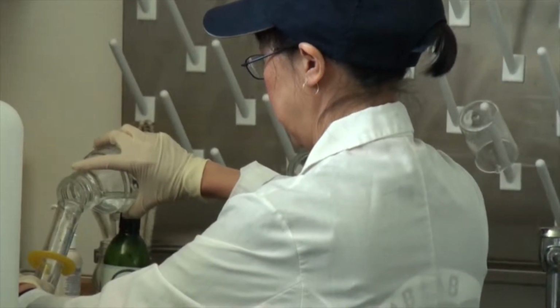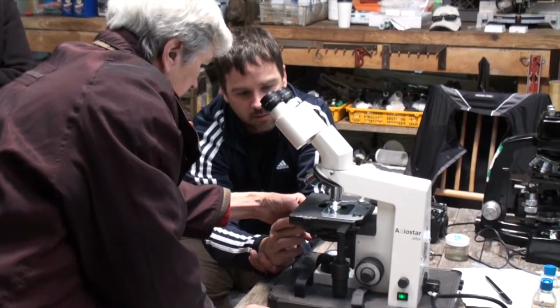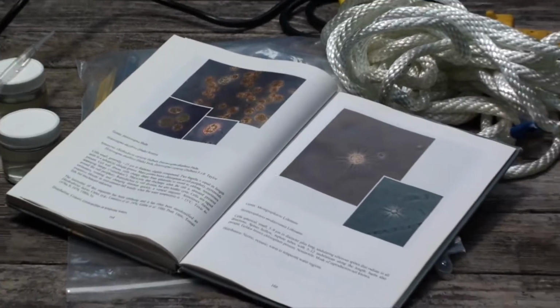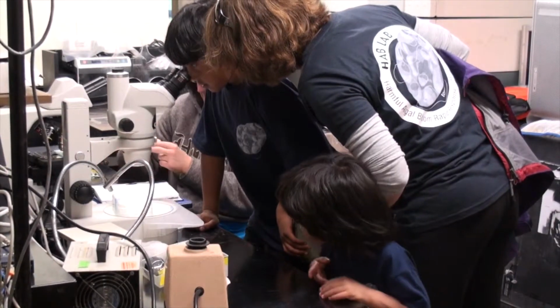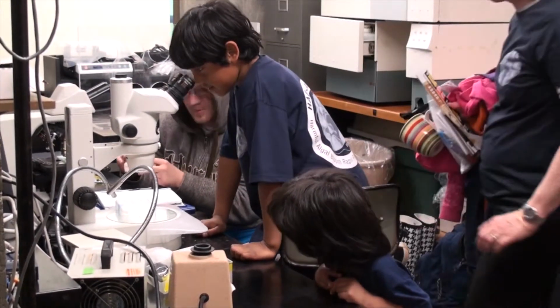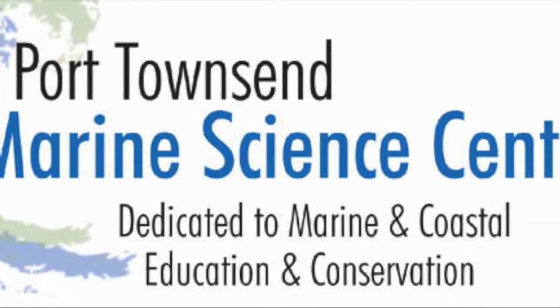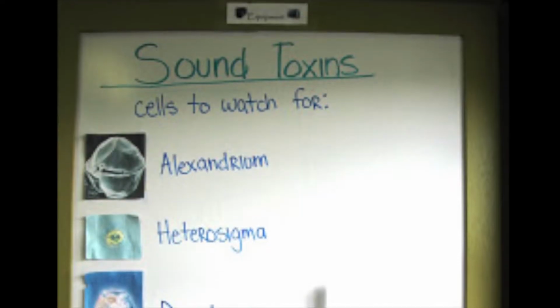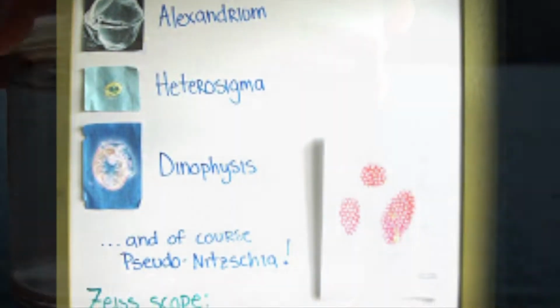Researchers aren't the only ones who can collect water samples for analysis. Programs like Sound Toxins train citizen scientists to sample the water and help keep tabs on HABs through identification of the phytoplankton community in a given sample. Students and science enthusiasts, contact your local marine science centers to find out how to become a citizen scientist and ask about any HAB-specific programs.